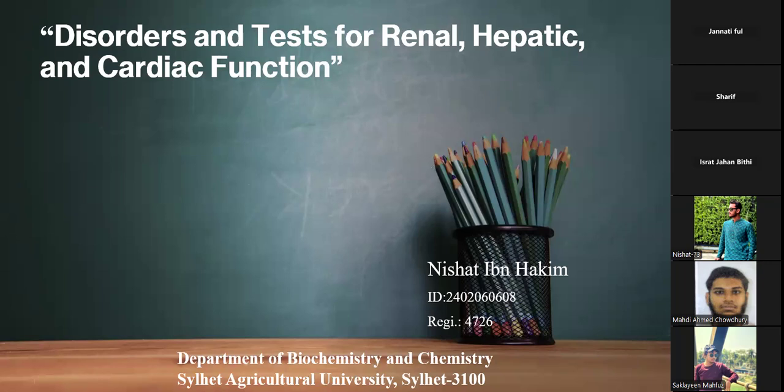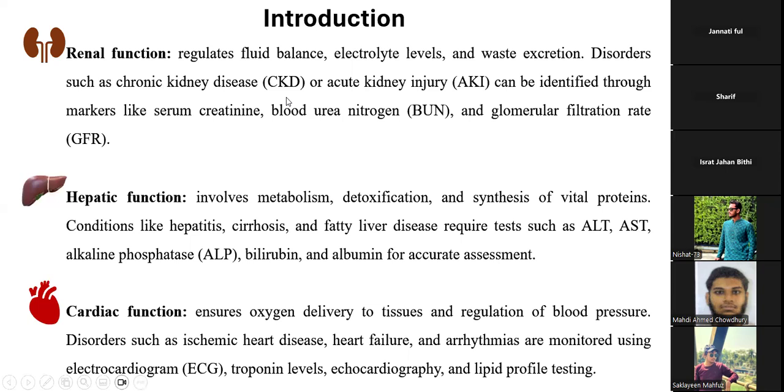Today I will discuss disorders and tests for renal, hepatic, and cardiac functions. Introduction. Renal functions regulate fluid balance, electrolyte levels, and waste excretion. Associated disorders such as chronic kidney disease or acute kidney injury can be identified through markers like serum creatinine, blood urea nitrogen, and glomerular filtration rate, etc.